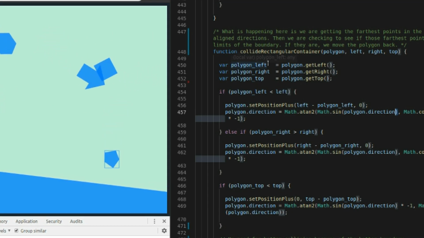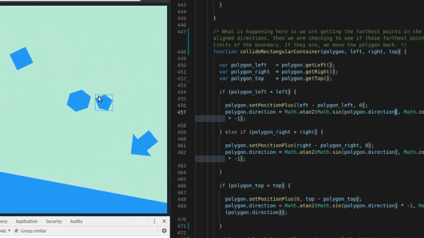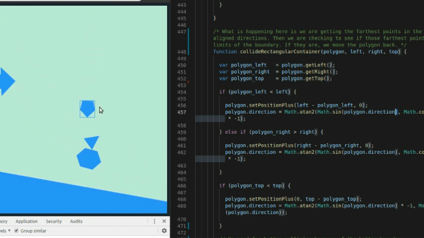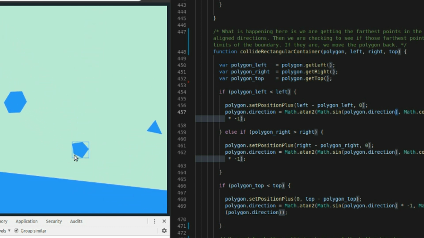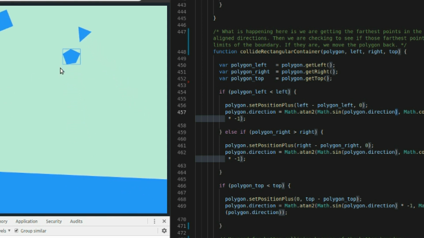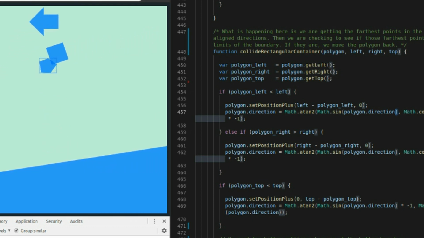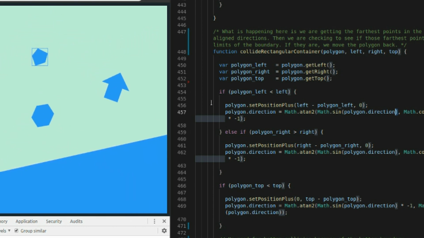Basically, I'm just going to get each side of the hitbox. So let's take a look at this hitbox here. Polygon left, right, and top are going to be left, right, and top of that hitbox. So then it's just a simple matter of basic collision detection. We're going to say, is the left side of the hitbox to the left of the left side of our boundary? If it is, then we run this code, and that code resolves collision.